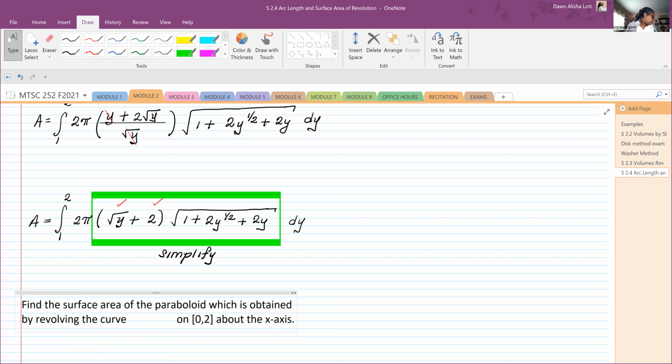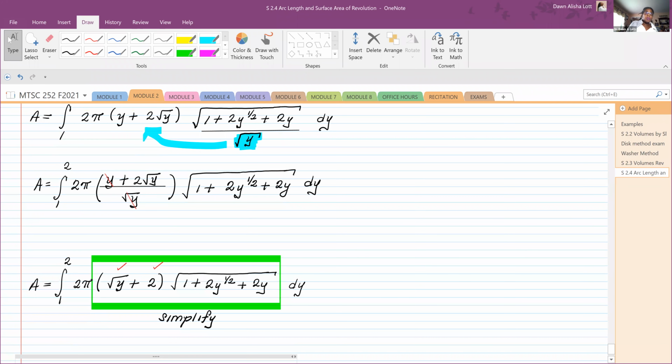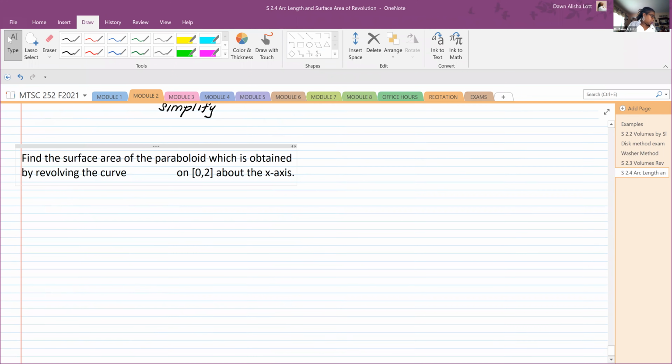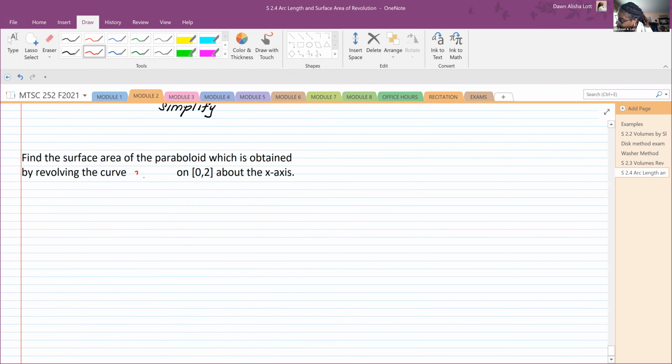Y is equal to x cubed over 9. All right, let's try that one. And 0 less than x less than 2 about the x-axis. All right, let's try this one. Hopefully this one is one we can integrate. Y is equal to x cubed over 9. All right, this comes from a section of my book that says it should be integrable.